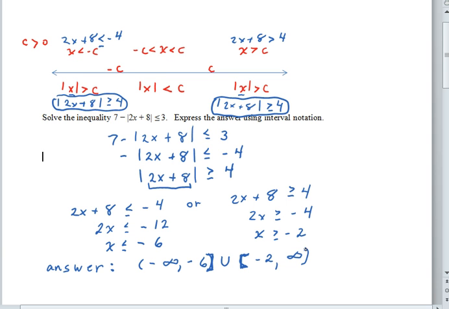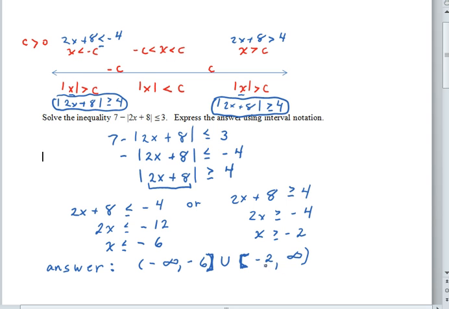You can quickly check that at negative 6, when you substitute in the original formula, 2 times negative 6 is negative 12, plus 8 is negative 4. The absolute value of negative 4 is 4. 7 minus 4 is exactly equal to 3. If we use a value that is less than negative 6, the absolute value will be less than 3.